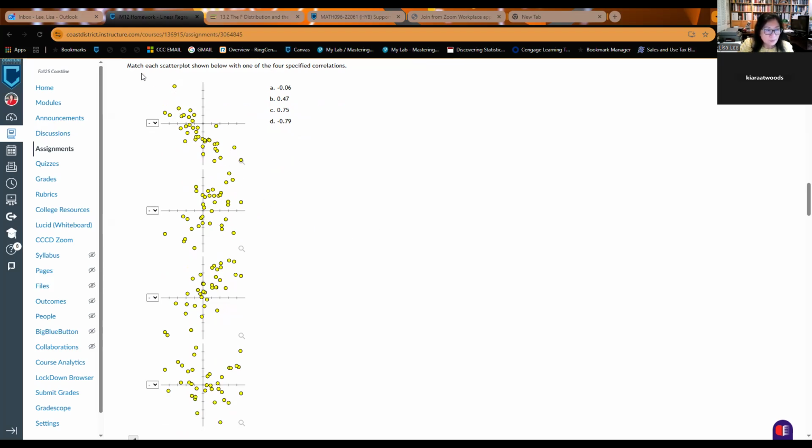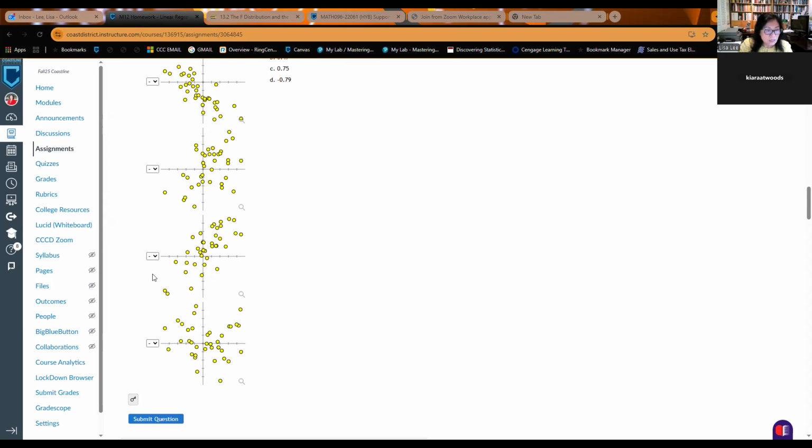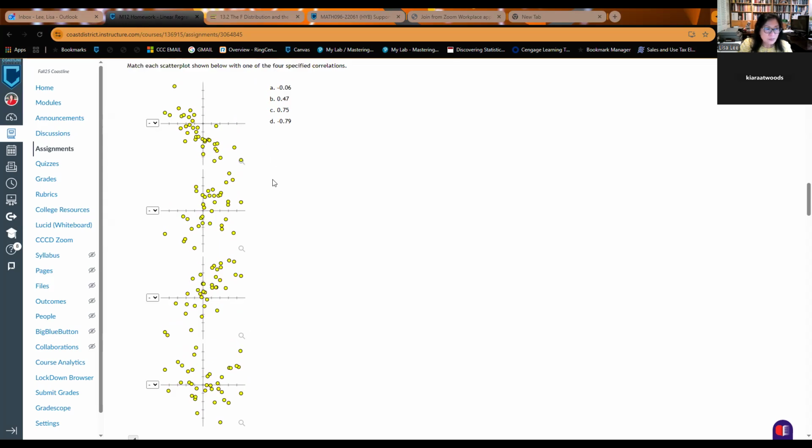The first one, you can see a group of points going downward, right? Your left hand side is higher, so it's negative. So you will look at A or D, but we had to compare; another group is negative as well. I think the last one is also negative because the left hand side is higher, right hand side is lower, but not very strong because they are very spread around. So the one close to the negative 1 is a stronger negative correlation.